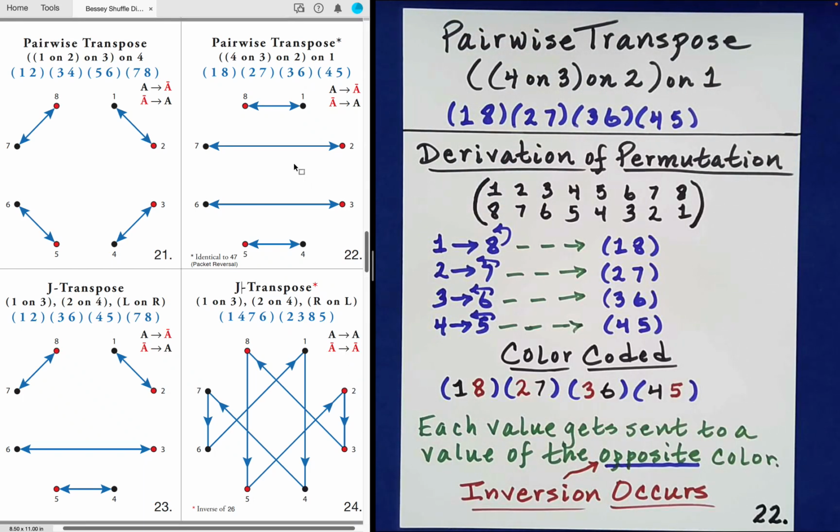Looking at the shuffle diagram for this pairwise transpose in which we're stacking from right to left, we get a diagram that is identical to one that's coming up later in this series, namely Shuffle 47. And as indicated, this shuffle that we've just performed is equivalent to just reversing the order of all of the cards. Doing so leads to this Bessey Shuffle diagram. There's a double arrow between 1 and 8. There's a double arrow between 2 and 7. Also a double arrow between 3 and 6. And finally a double arrow between 4 and 5.